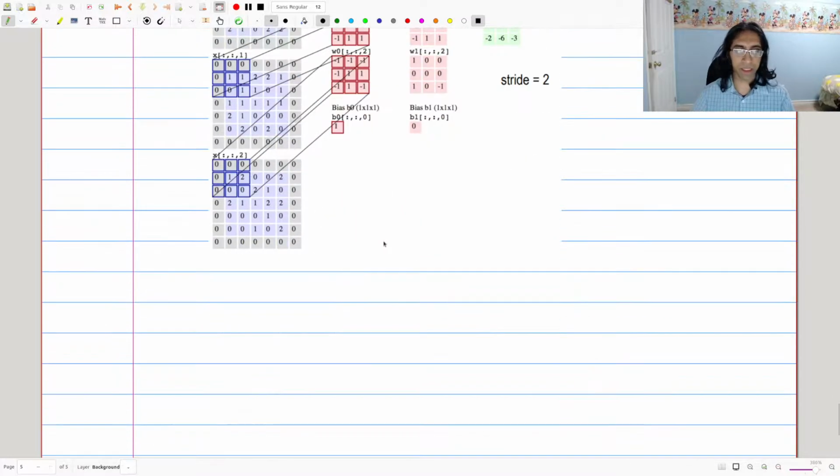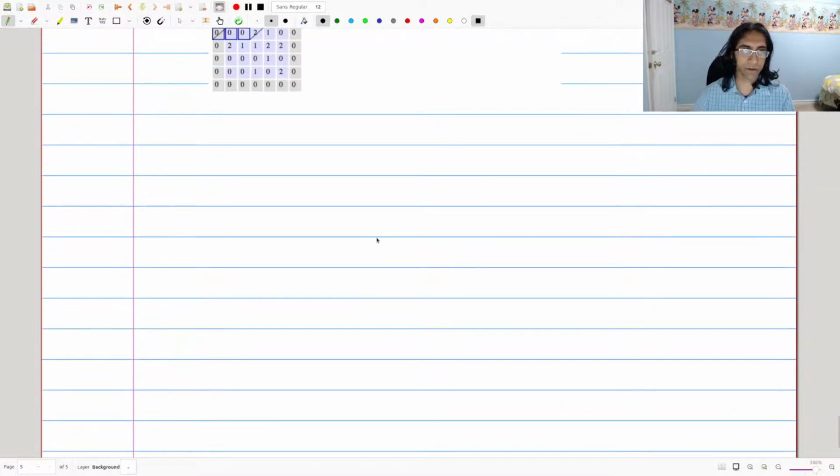Cool. So let's just summarize. This is basically all there is to convolutional layers. Let's summarize it in one place, and we'll also count what the size of the input versus output will be. So, conv layer summary.